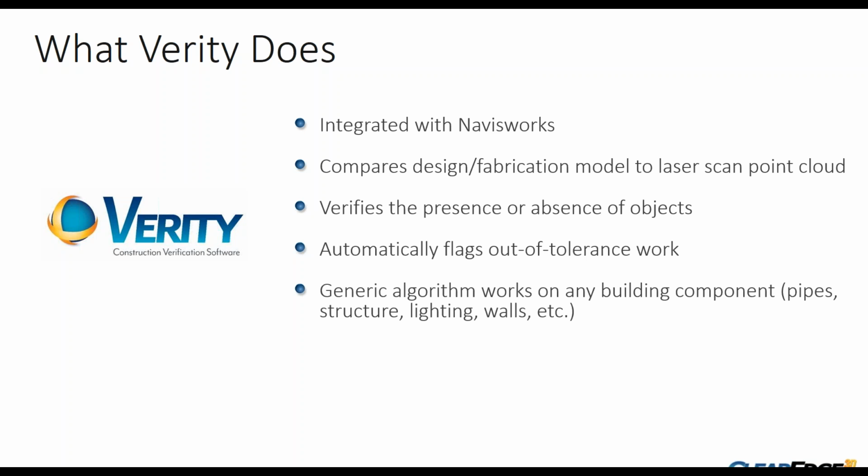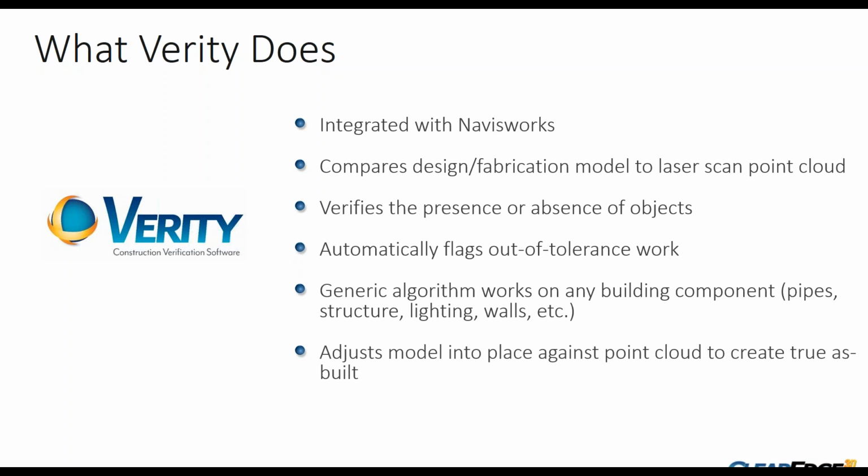And this algorithm works on pretty much anything from a software standpoint. We don't care if it's a pipe or a beam or a complex surface. We're able to compare that back to the points that are adjacent to it. And we have the ability to update the physical location of that geometry in Navisworks to the as-built position, which we think is going to be very helpful for trying to figure out if a mistake in installation is actually a problem. Because of course, not all mistakes are actually problems.